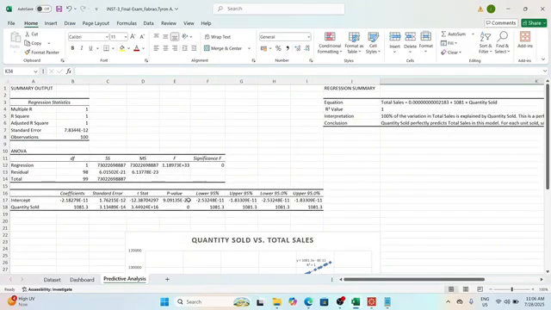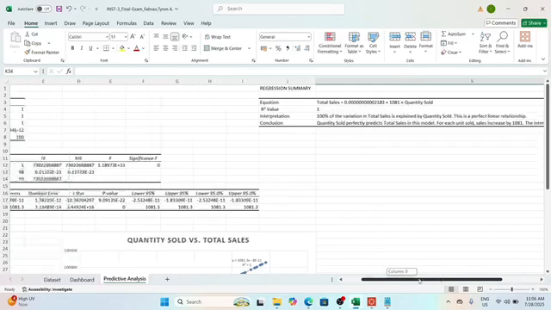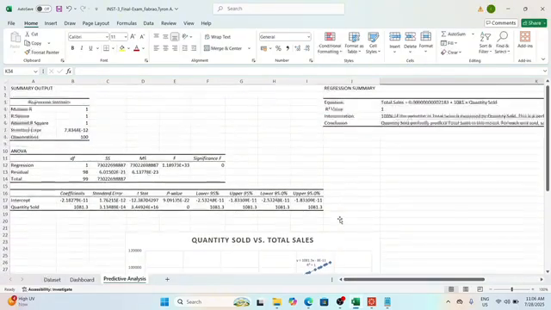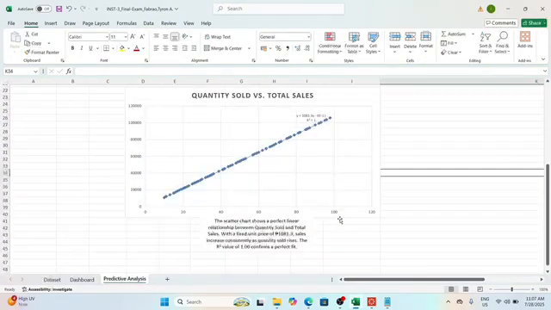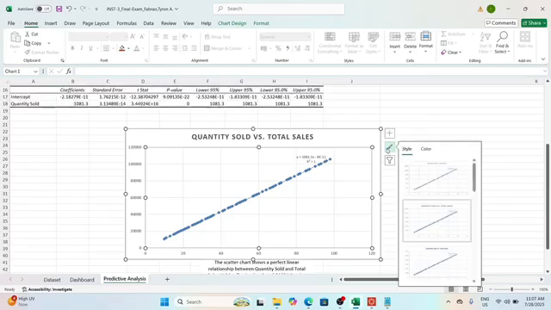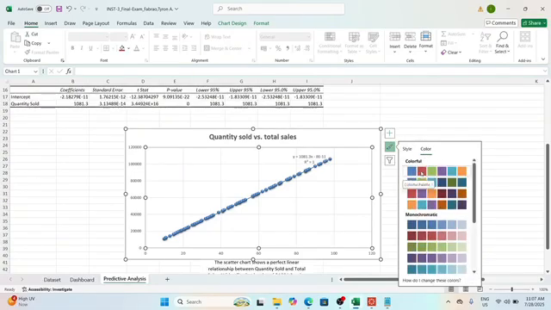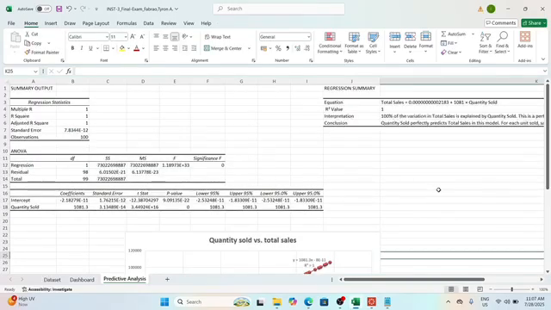And finally, on the predictive analysis tab, I used regression to predict sales based on the quantity sold. The model has a perfect R squared value of 1, meaning quantity sold explains 100% of sales.